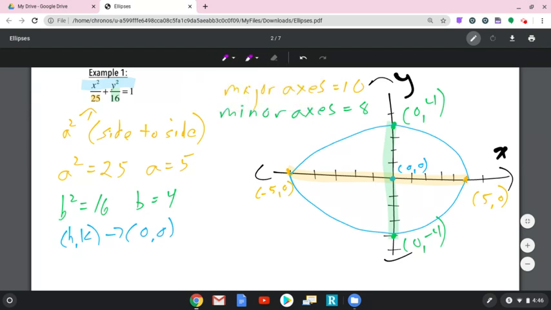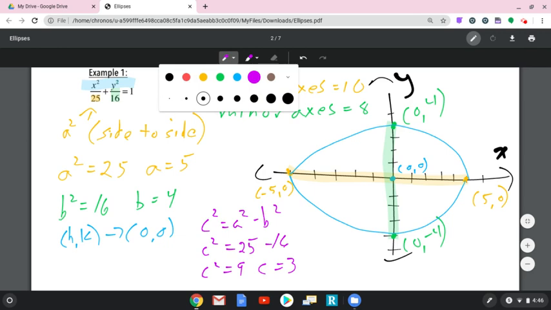All right. I have to first identify C though. Remember, you have to find C. C squared equals A squared minus B squared. So I'm saying C squared is equivalent to 25 minus 16. Therefore, C squared is 9, and therefore C is 3. That is the value that I'm adding and subtracting to my H to get my foci points.